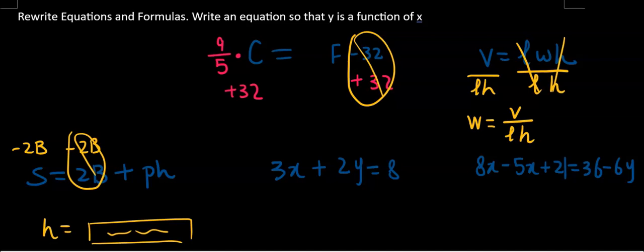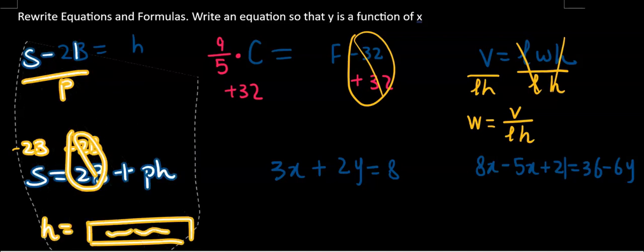Cancel it out. I need a little bit of space, so I'm going to erase this portion. And I'm going to say I have s minus 2b equals ph. You want to isolate h, so we're going to divide by p on each side. Now we have it. Let's erase this. Did you see that? h is s minus 2b over p.